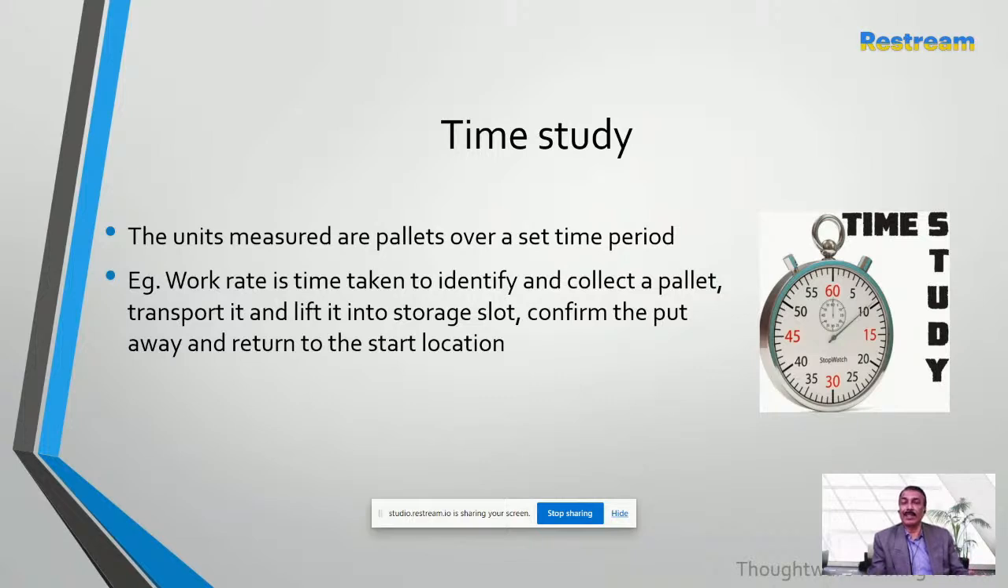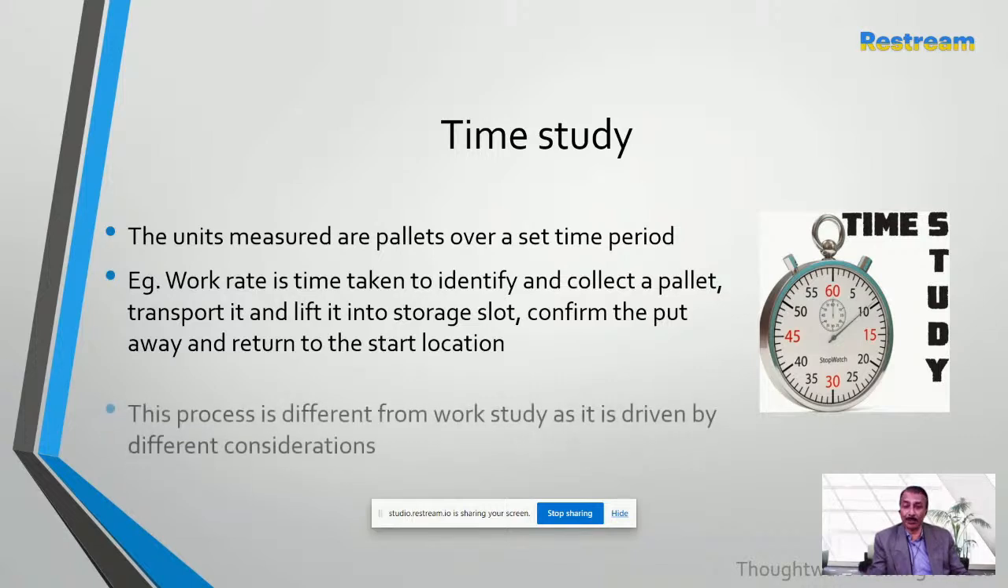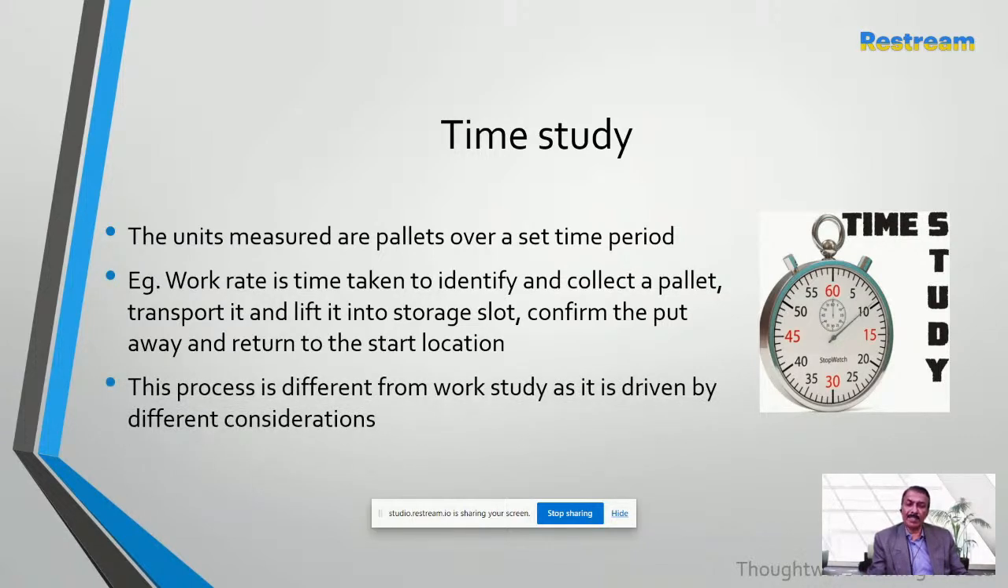You know the time and motion study is generally performed by the industrial engineering team, but in the warehouse environment, it could be the warehouse supervisor or the manager who has to make this time study, and you should know what is the capacity of the warehouse in terms of equipment as well as manpower. If this capacity is exceeded by the load, then you have to plan for additional resources. But this process is slightly different from work study as it is driven by different considerations.